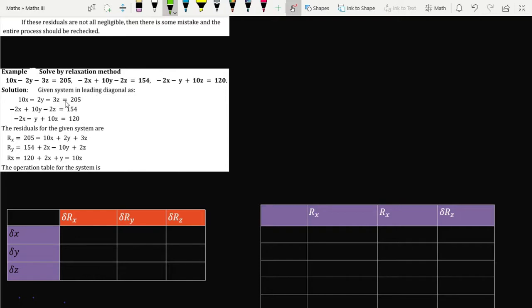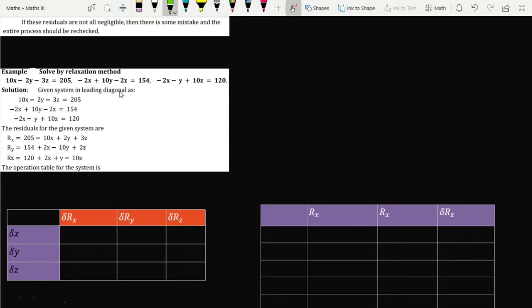First, we write the given system in leading diagonal form. What is meant by leading diagonal form? We already discussed it in the last lecture, in the Gauss method. Leading diagonal means the first element in the first equation, the second element in the second equation, and the third element in the third equation is greater than the sum of the remaining two, and this is true for all the equations. The equations are already in leading diagonal form, so we write the first equation, the second equation as it is, and the third equation. Okay, now the second step.